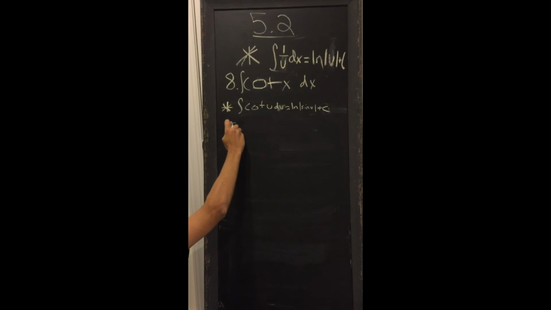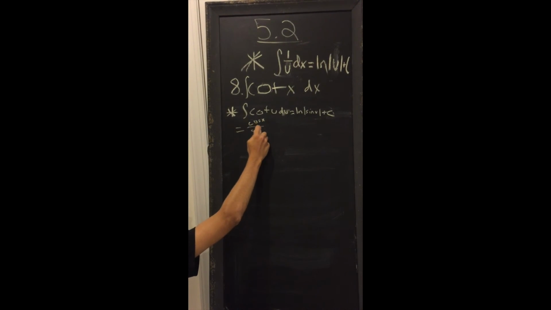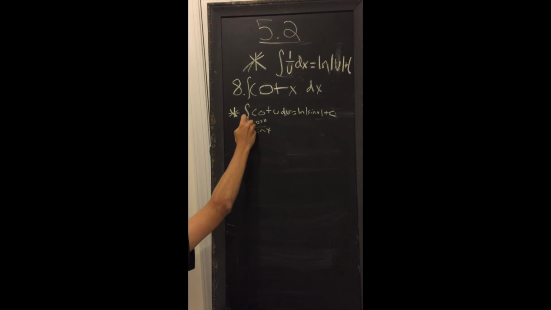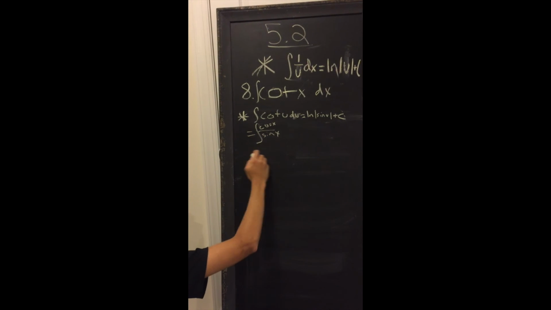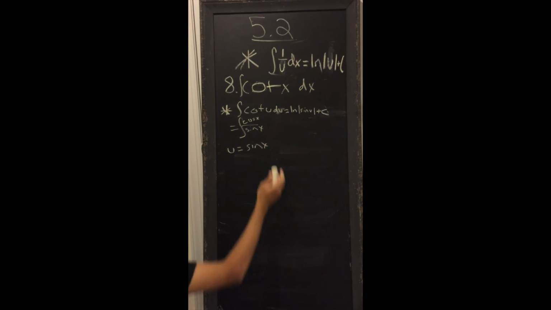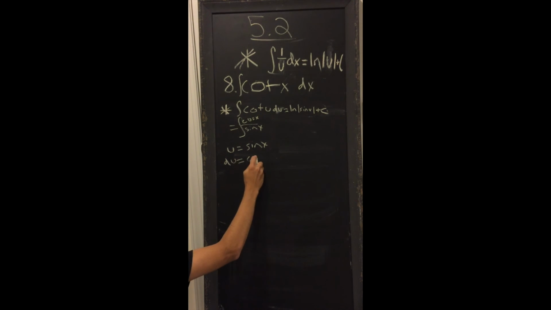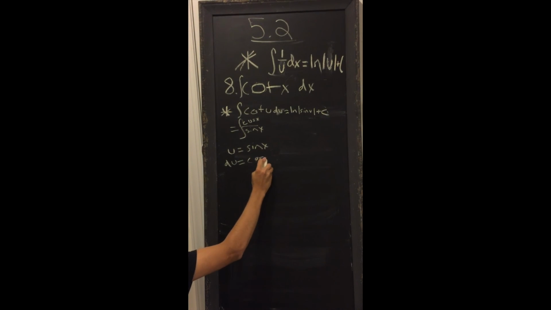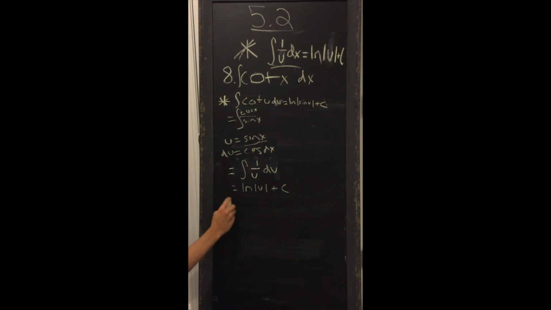Using the basic trig identity cotangent x equals cosine x over sine x, we will then substitute sine x for u. And then take the derivative, which will give you du equals cosine x multiplied by dx. And now substitute sine x for u, and you get your answer.